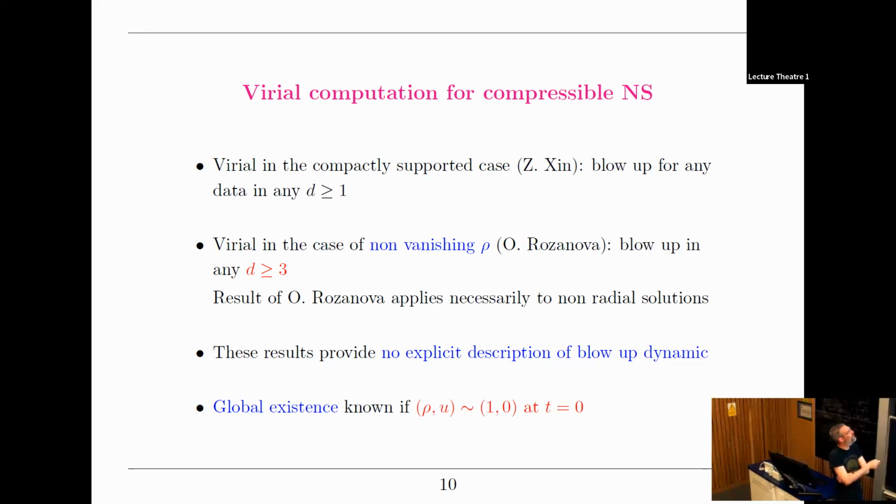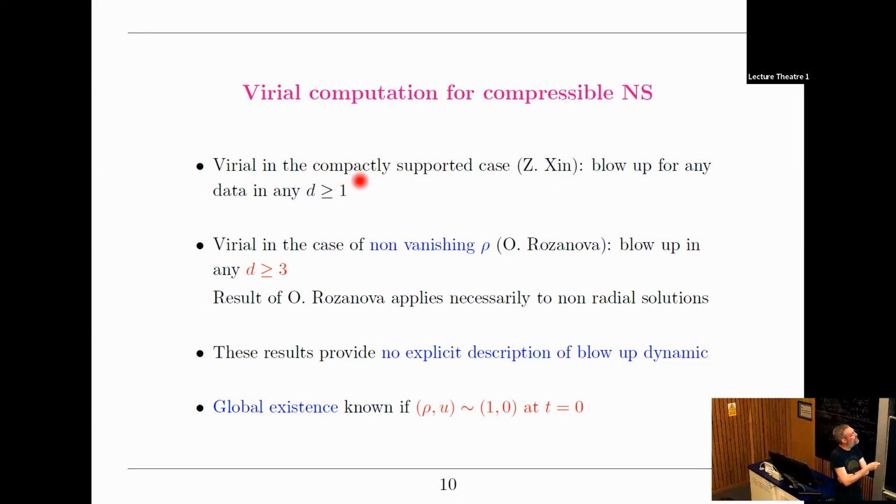Okay, so first of all, you have the result of Xin. The only thing that was known before were variational type computations. In other words, you produce blow-up by an indirect argument that tells you that there are blow-up solutions. So there is the result of Xin. This is a surprisingly strong result.